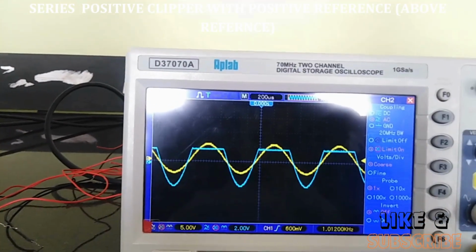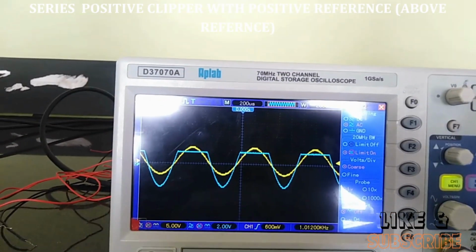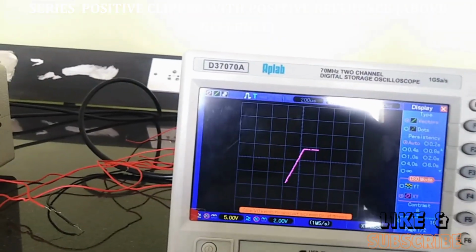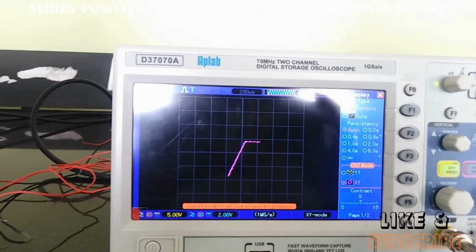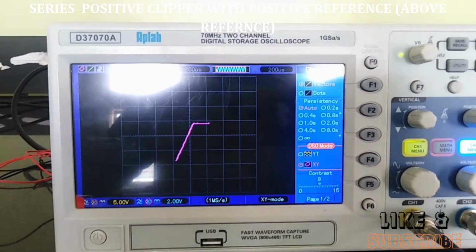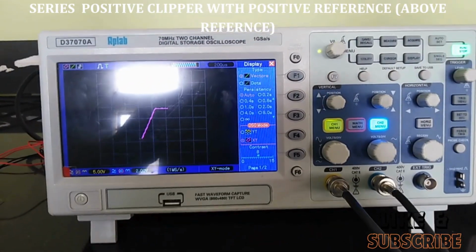Okay. Now I'm going to check the transfer characteristics. How to check the transfer characteristics? Just go to the display and select XY. Now I'm going to get the transfer characteristics. This is how we need to operate and check the output waveform in the DSO, digital storage oscilloscope. Okay. Thank you so much.